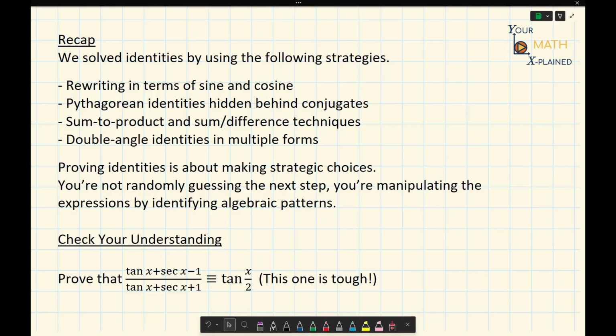And now it is your turn to give this a try. Can you prove the identity on the screen here? And just a warning, this one is a tough one.